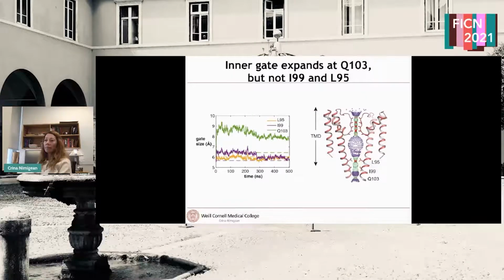So this is the distance variability, the variability in gate size during the simulation, right? So this is time 0. You can see that immediately this Q right here at the bundle crossing becomes pulled away, but the other two, the leucine and isoleucine, which are right here, are doing a little bit of that, but they're getting back to being tight at the bundle crossing. But it does give the impression that it must be quite easy to open this gate when the time comes.